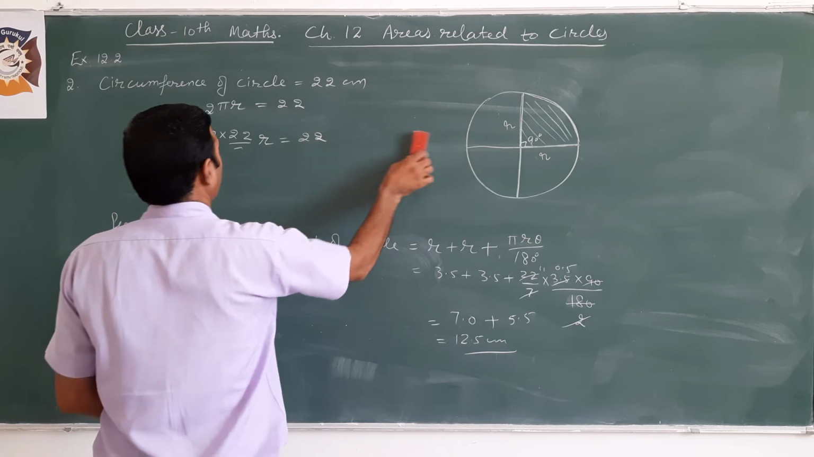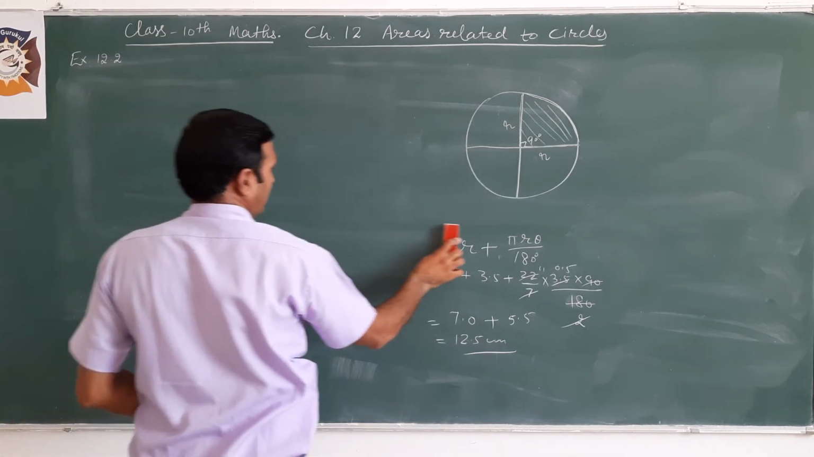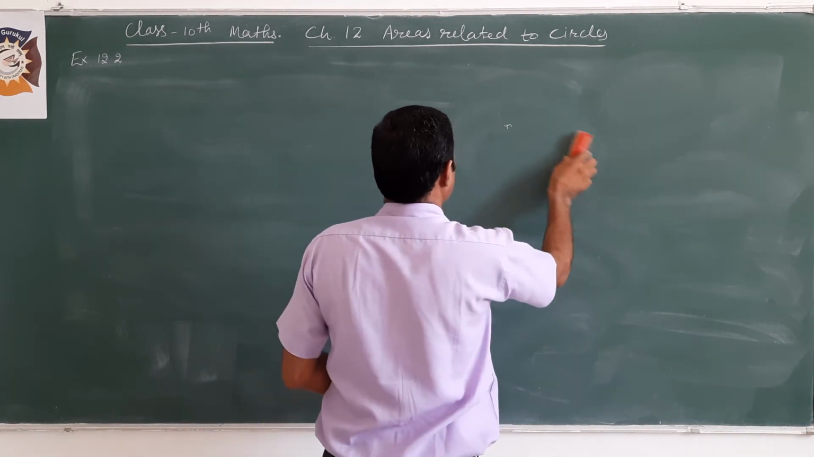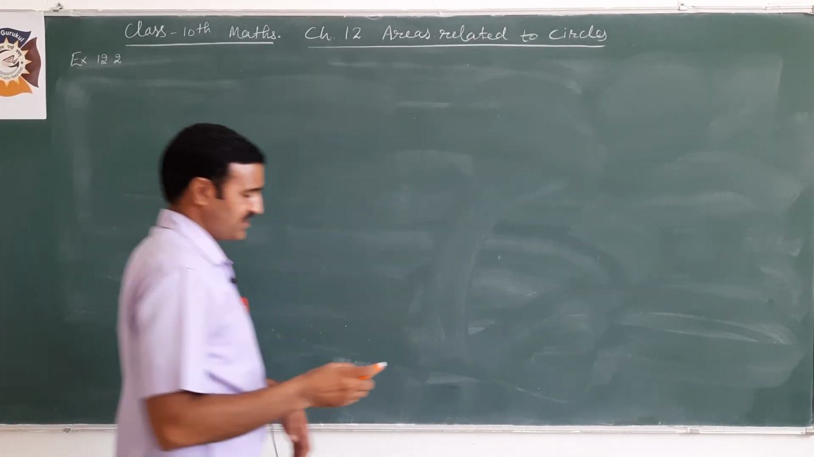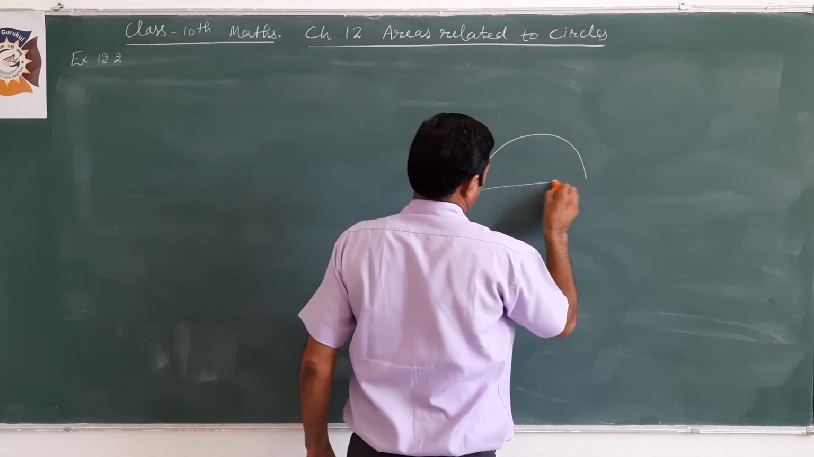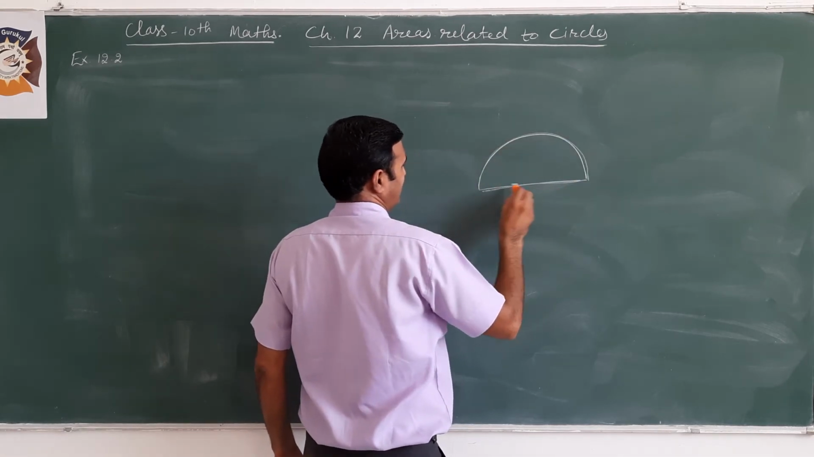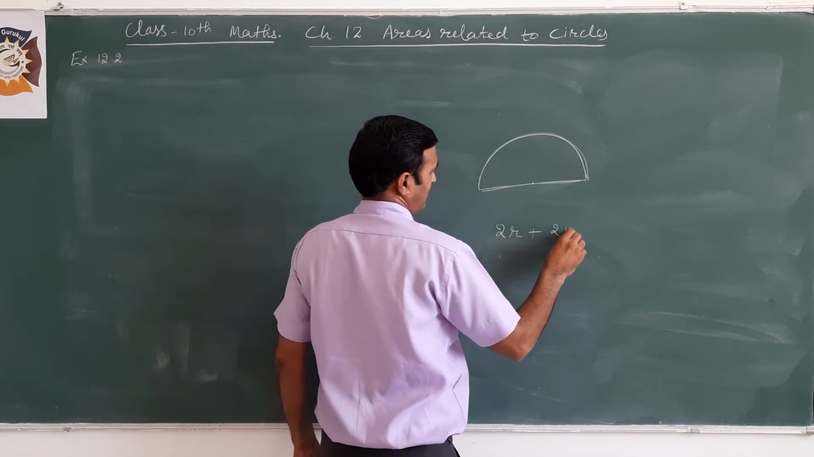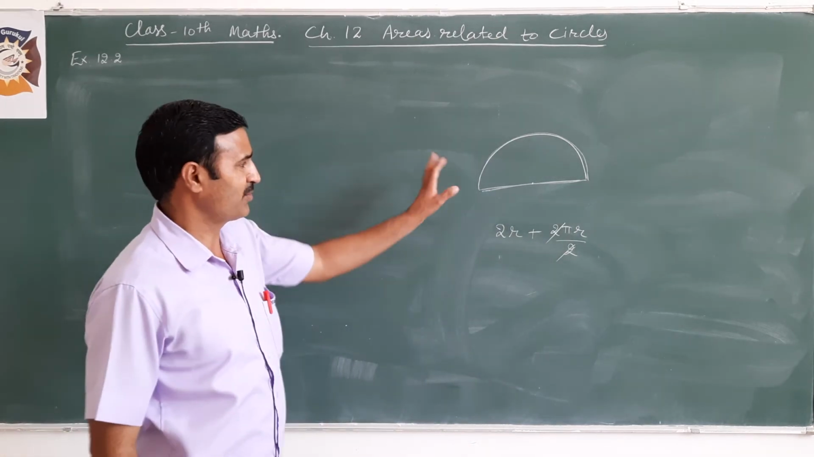Sometimes in the paper a question is asked, what is the perimeter of a protractor? Area is half of the circle, but perimeter? A protractor is in the shape of a semicircle, we know. So the perimeter is this half of the circumference plus this diameter. So, 2r plus 2 pi r upon 2 we can take. So, this is the perimeter of a protractor.